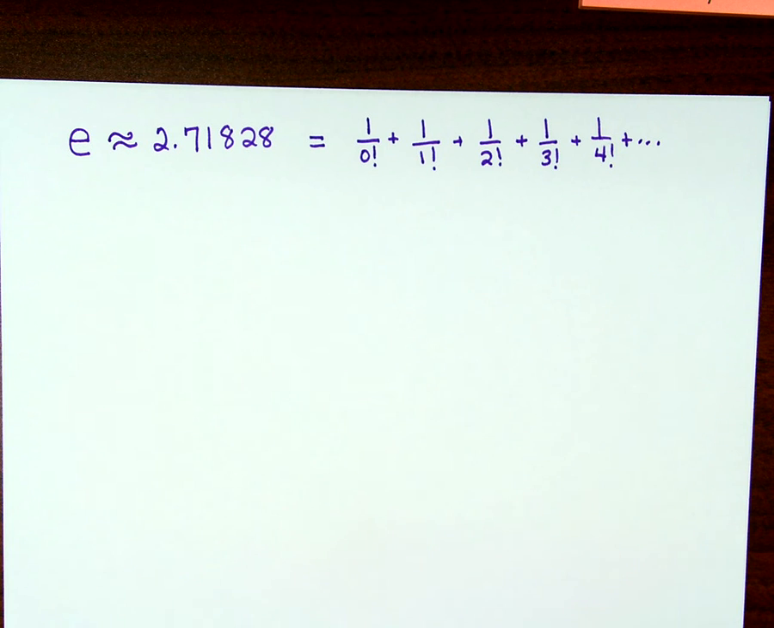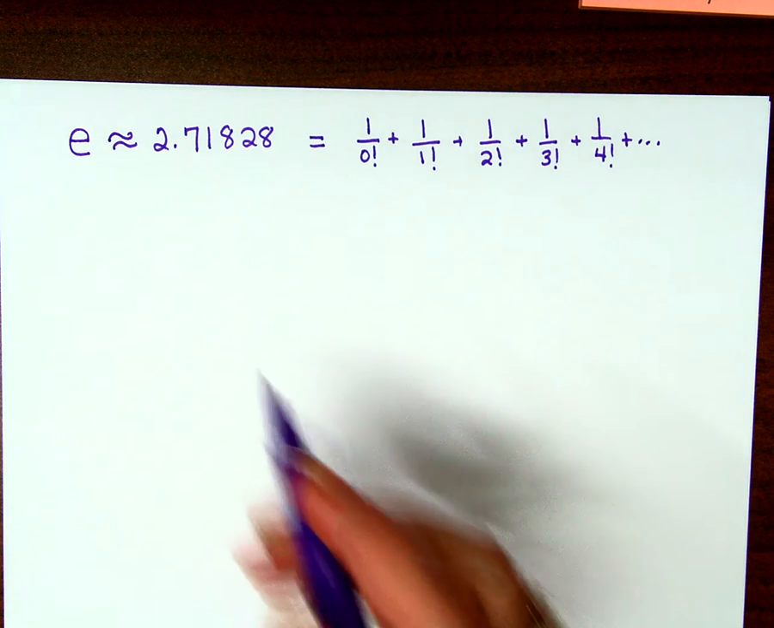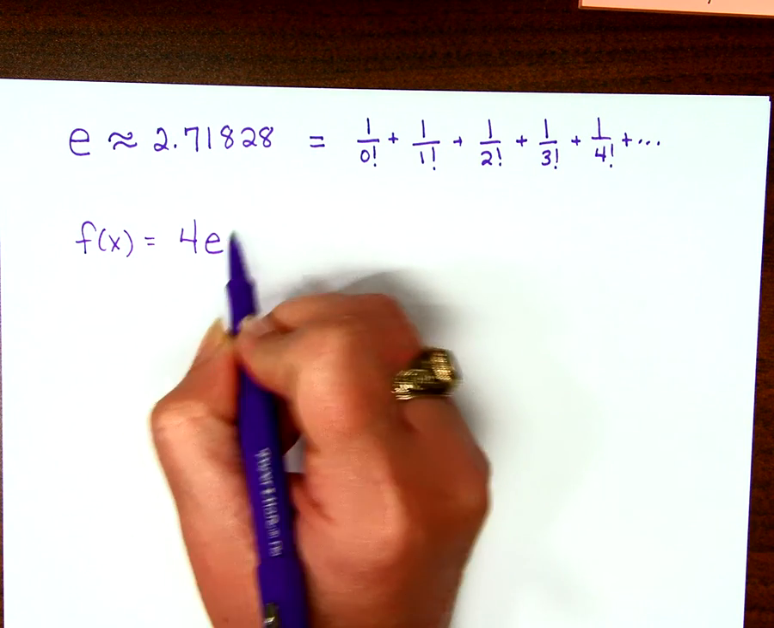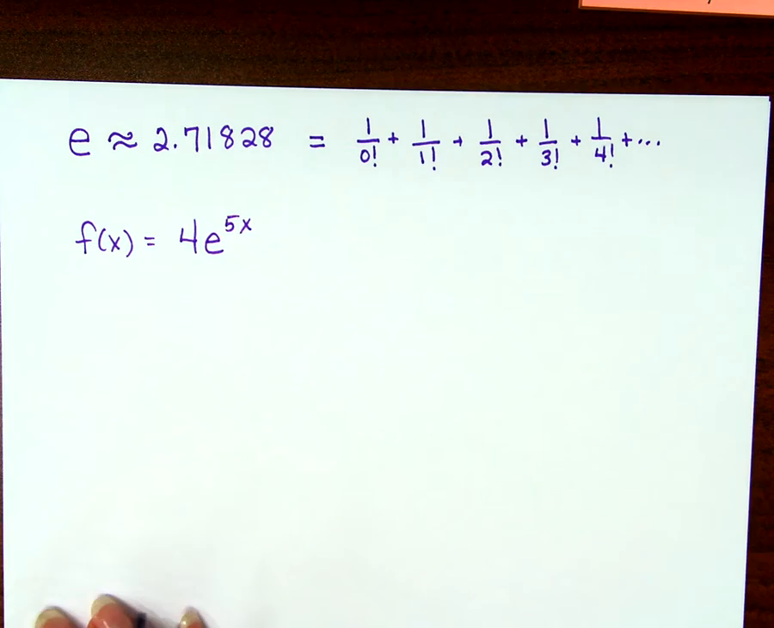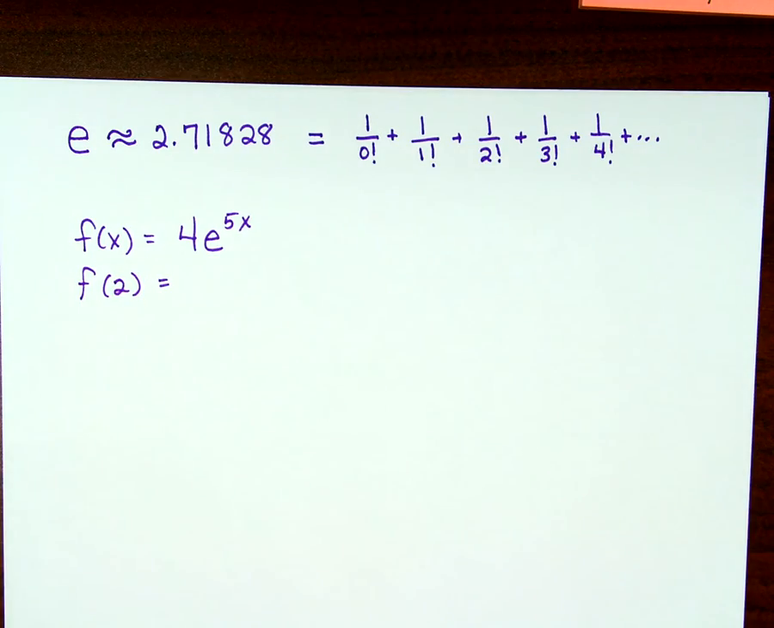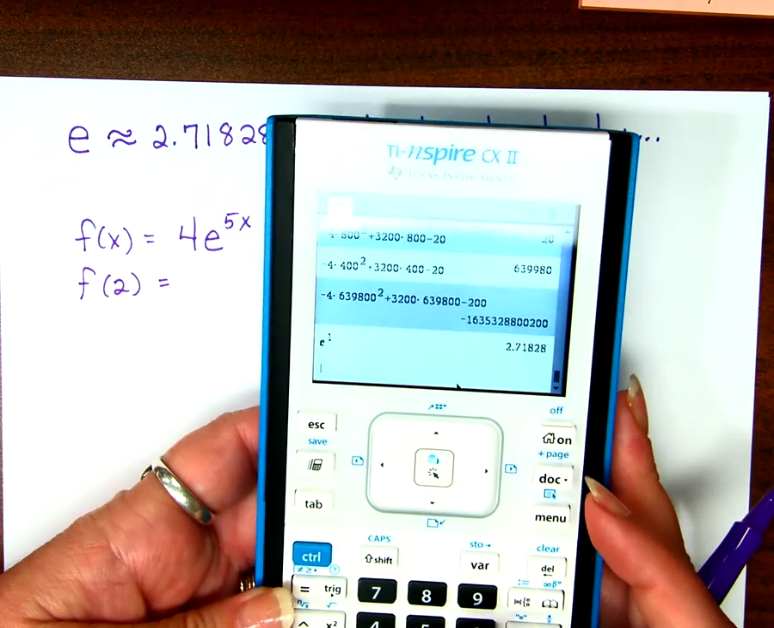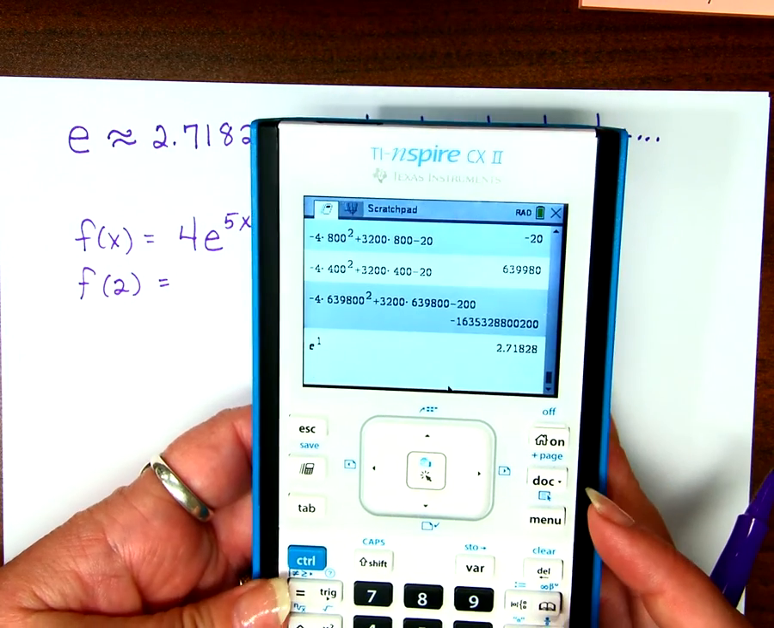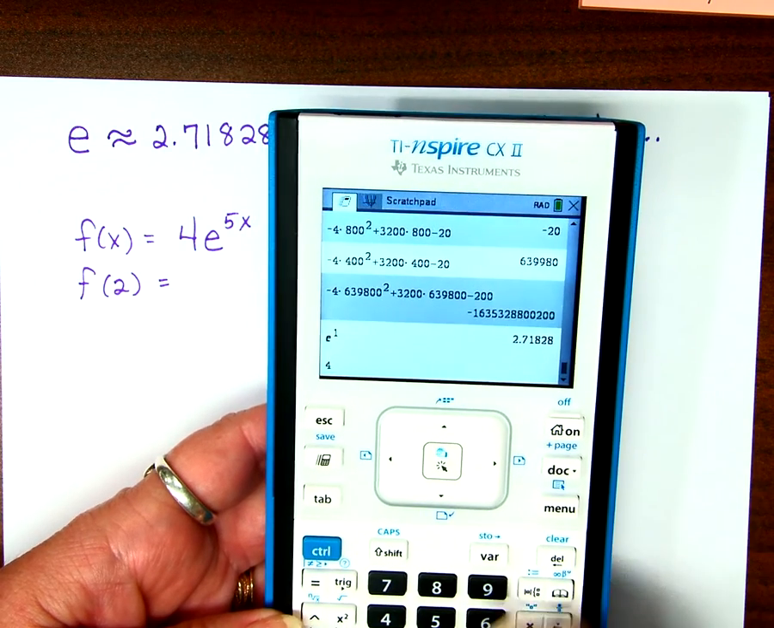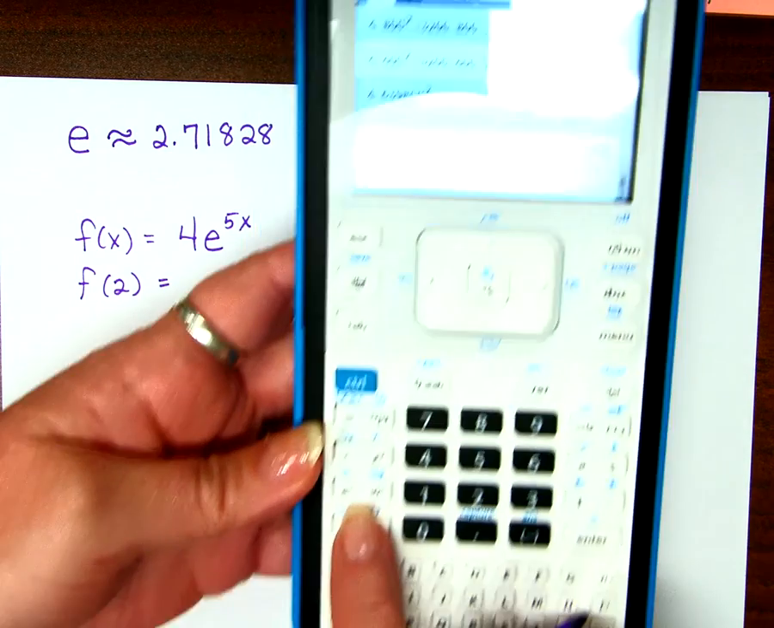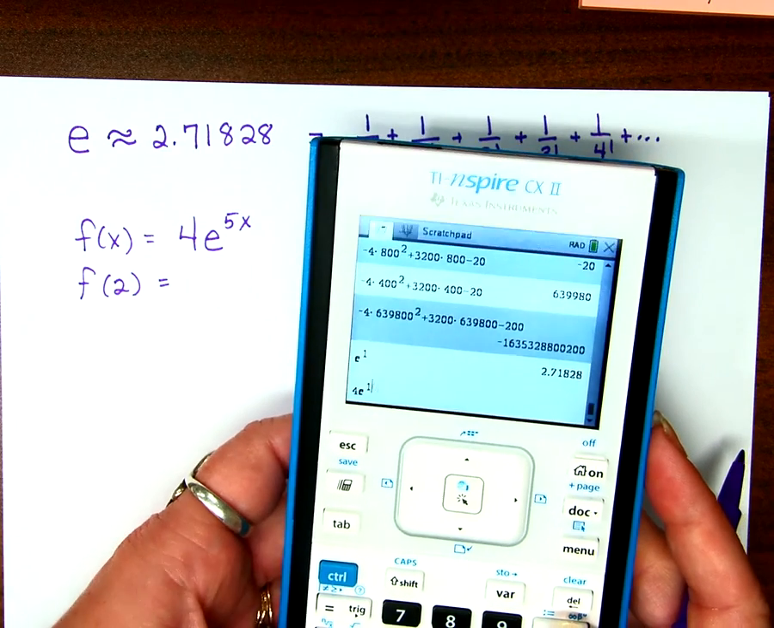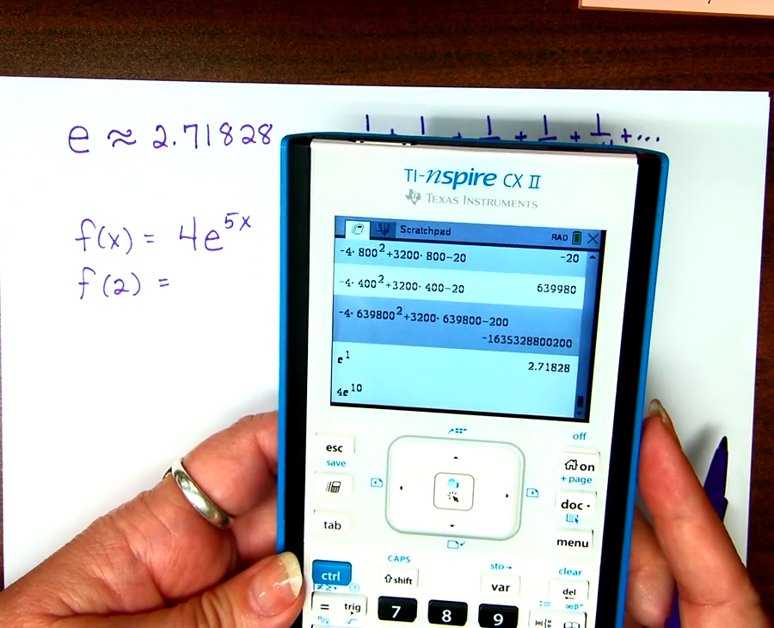So, can you evaluate functions with the base of e? So if I say f of x equals 4 times e to the 5x power, and then I ask for f of 2, surely you can do that because you have a calculator. 4, remember it's right here? E raised to the what power? 10th, right? Because it's 5 times x, and our x is 2.